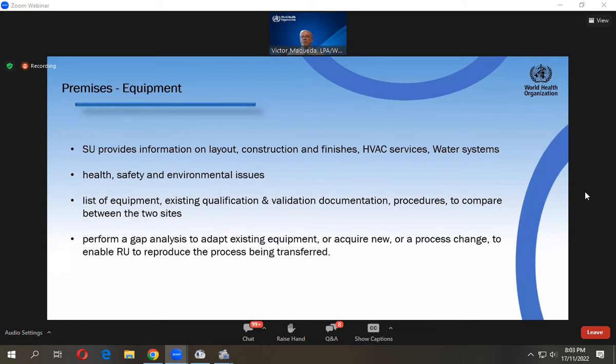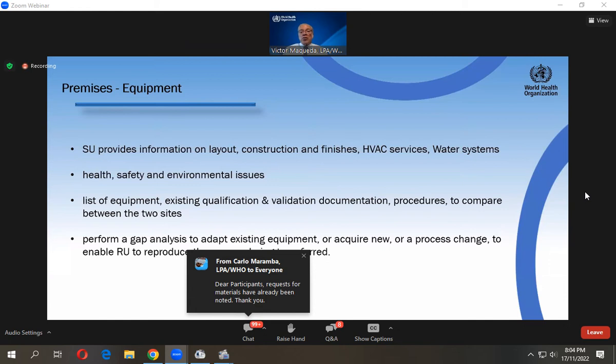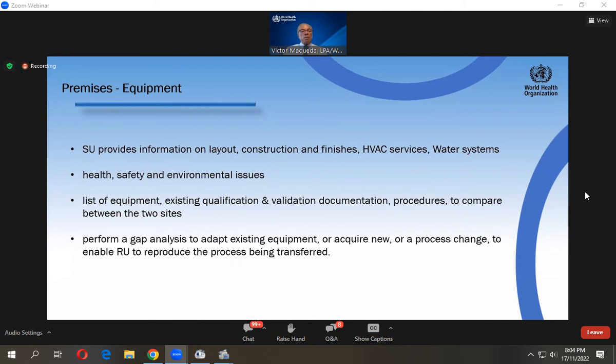Okay, regarding equipment, very important. The sending unit would provide information on the layout, of course, of the premises, the construction and finishes, the HVAC services, and the water systems. This is very important. For example, in terms of HVAC services, if there's also the requirement of any biocontainment, as we were able to see in other sessions.